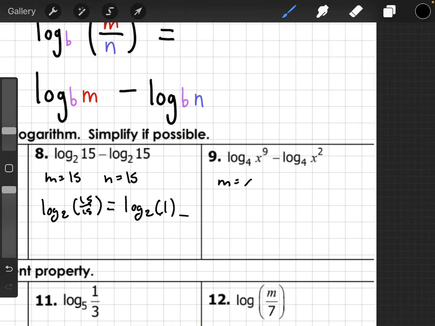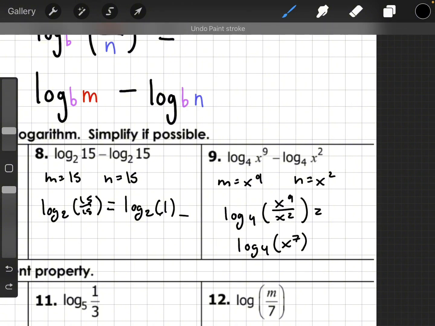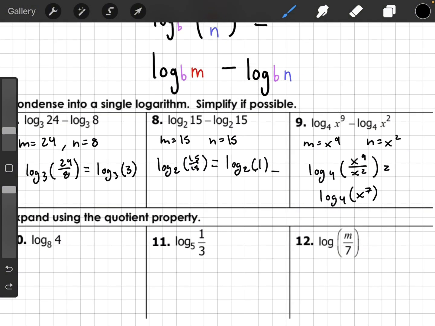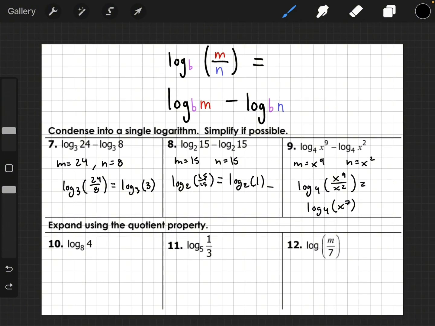m equals x to the power of 9, n equals x to the power of 2. So log base 4 of x to the power of 9 over x to the power of 2 equals log base 4 of x to the power of 7. Because remember that when we have two exponents being divided with the same base, we just subtract them. So 9 minus 2 equals 7. Next, we'll expand using the quotient property. So we'll go from this form to this form.